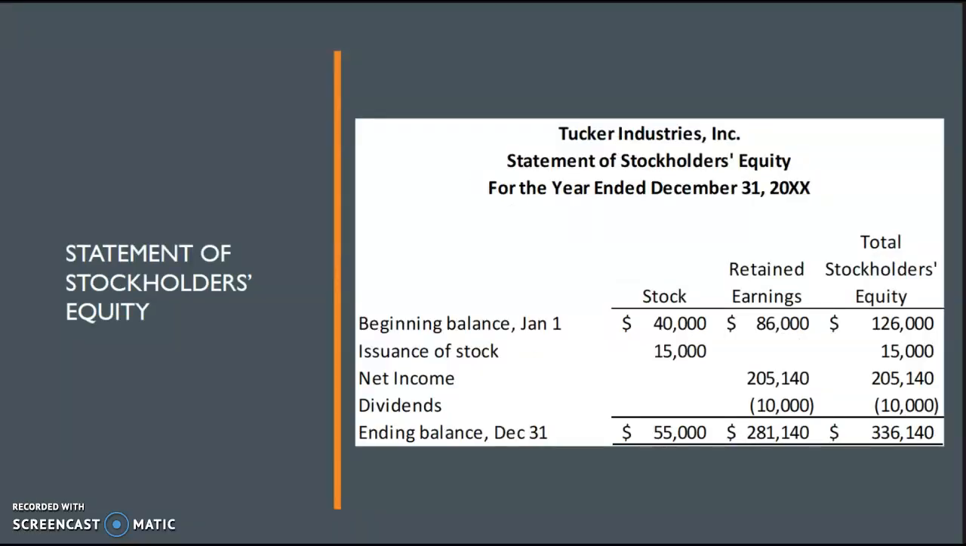In this example of stockholders' equity, we have net income of $205,140. This number came from the income statement. We don't need to list the revenues and expenses individually here. That's what the income statement is for. We now take that total from the income statement and use it on this statement of stockholders' equity.